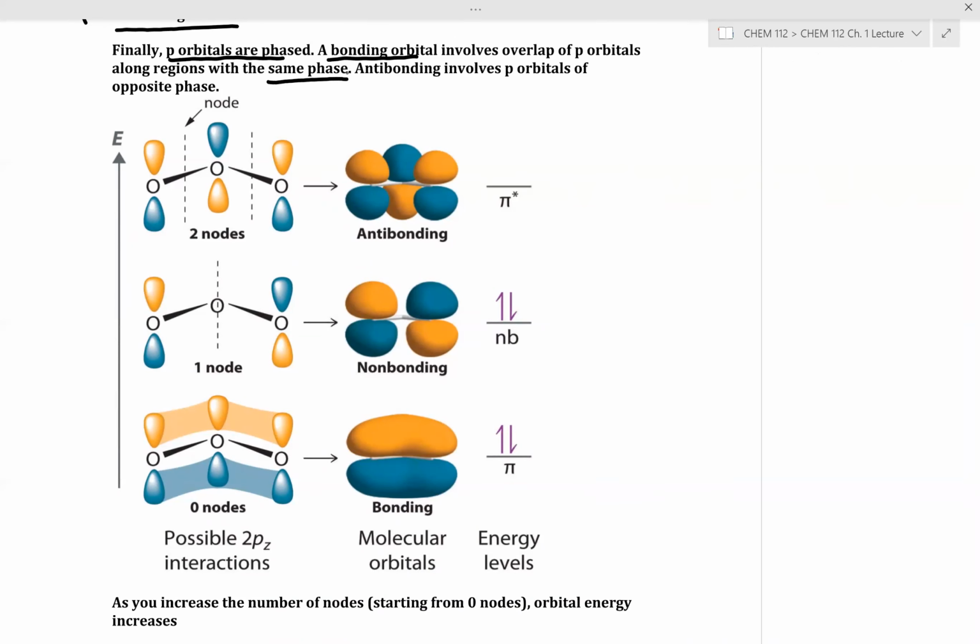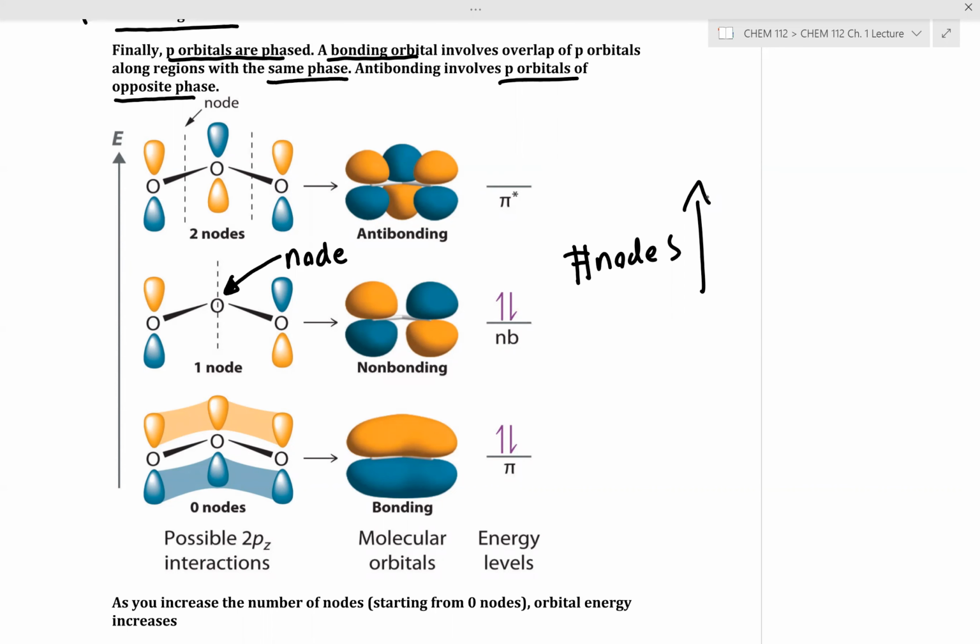Now, when we deal with our non-bonding and anti-bonding orbitals, we're involving p orbitals of opposite phase. So we start to develop differences in phase across our molecule, and we call regions separating differences in phase a node. And the key thing to keep in mind is the number of nodes increases as you move up from bonding to non-bonding to anti-bonding. And that affects the properties and reactivity and accessibility of each of these types of orbitals.